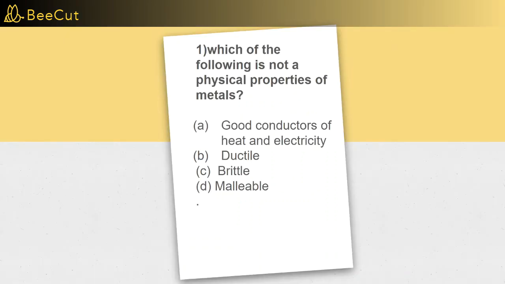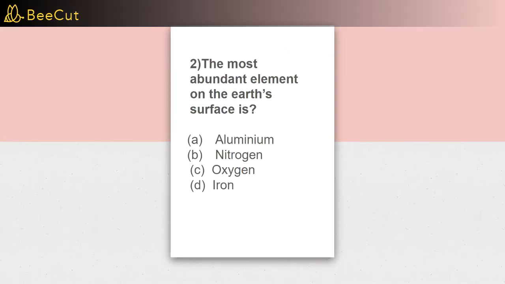Question 1. Which of the following is not a physical property of metal? Metal has its own physical properties. As the answers go, A: good conductors of heat and electricity. A metal is a good conductor of heat. Why is it a good conductor of heat? Because electricity can pass through it. A metal is ductile. It can be drawn into wire. Brittle? No. A metal is not brittle, but a metal is malleable. The correct answer to this is option C.